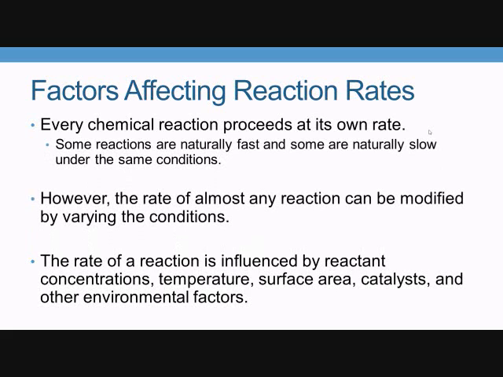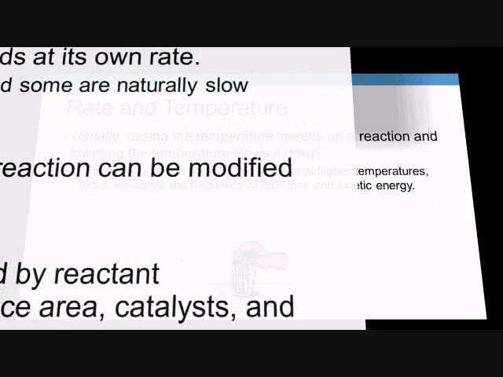We have lots of different things that will change the rate of a reaction. Some reactions, like I said, are naturally fast and some are naturally slow. But you might need to modify that sometimes. So we can influence the rate of reaction by changing concentrations, temperature, surface area, catalysts, and other environmental factors.